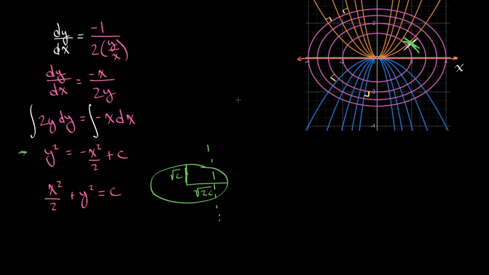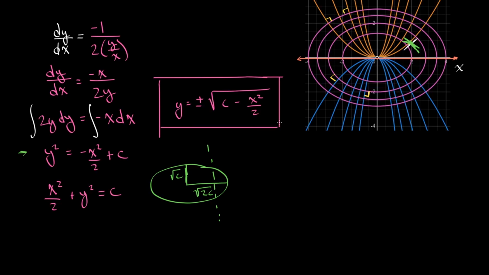So we get the following. We get y is equal to plus or minus the square root of c minus x squared over 2. So these are our explicit solutions. And what does that mean? Well, both of these represent a top and bottom half of an ellipse. So our positive root here is going to be the top half of these ellipses, and the negative root here is the bottom half of these ellipses. And these are our explicit solutions.